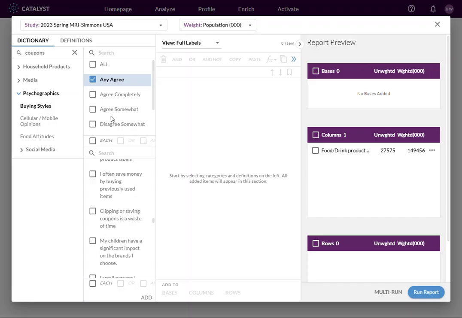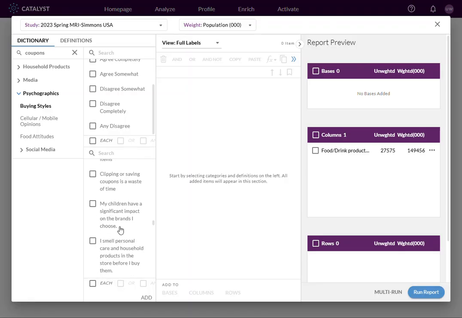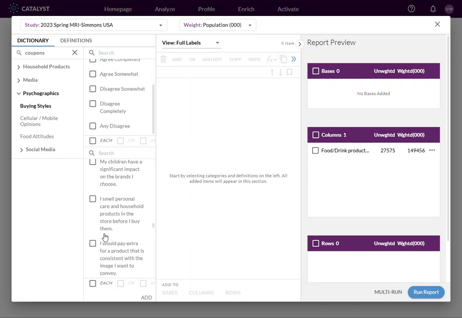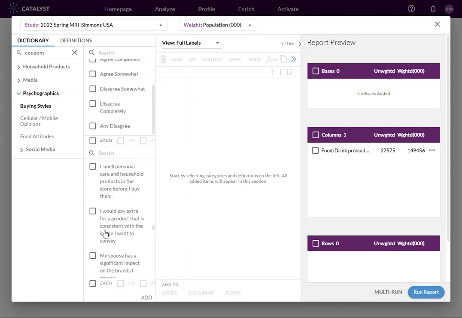If you're going to use that one, you're going to want to use the any disagree instead. But when we're doing this, I already chose agree, so we're going to have to choose another one because all our statements either have to be agree or disagree.